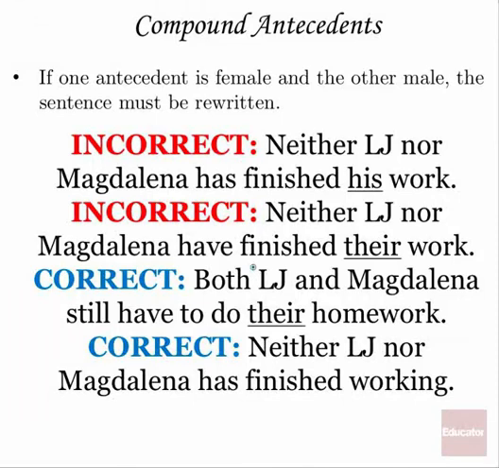So it is incorrect to say, "neither LJ nor Magdalena has finished his work." Well, you can't use his for Magdalena because she's not a guy. Incorrect: "Neither LJ nor Magdalena have finished their work." It's a nor situation, so you can't use a plural pronoun. It has to be singular. So you rewrite the sentence. "Both LJ and Magdalena still have to do their homework." Conveys the same information, but now you've got the and in there, so you're entitled to a plural pronoun. And we do have a gender-neutral plural pronoun. Or you could say, "neither LJ nor Magdalena has finished working," and avoid the whole pronoun mess altogether.